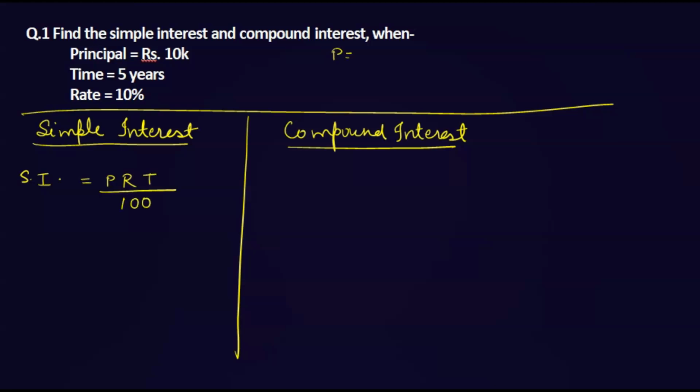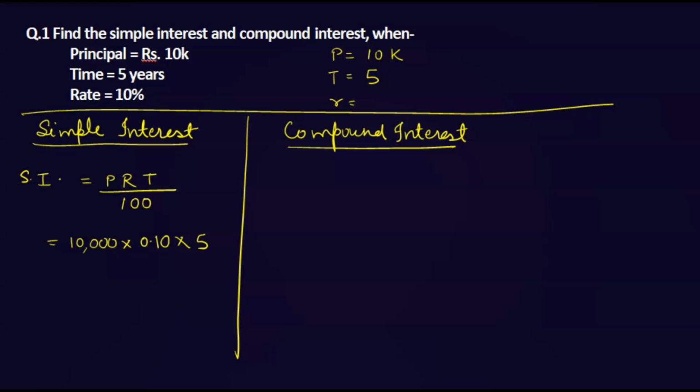Here P is 10k, time is denoted by T, which is 5, all things are given yearly, and R is 10%, that means 0.10. So we only have to write down the values here. P is 10,000 multiplied by R, 0.10, and time is 5 years, so 5. One thing, we will not convert this time.